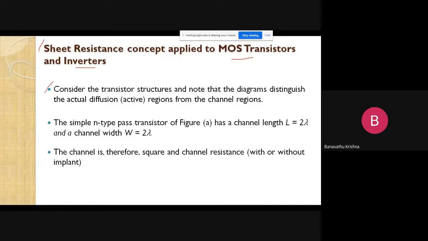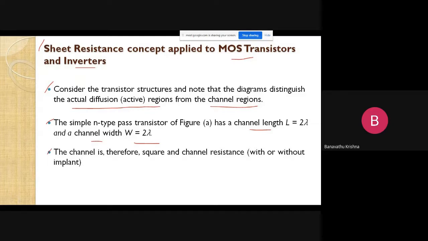Consider the transistor structures and note that the diagrams distinguish the actual diffusion regions from the channel region. Similarly, for the simple n-type pass transistor, I want to show some figures based on this concept. Here the length of the channel is 2 lambda and the width of the channel is 2 lambda, so the length to width ratio is 2 lambda by 2 lambda, that is 1:1.